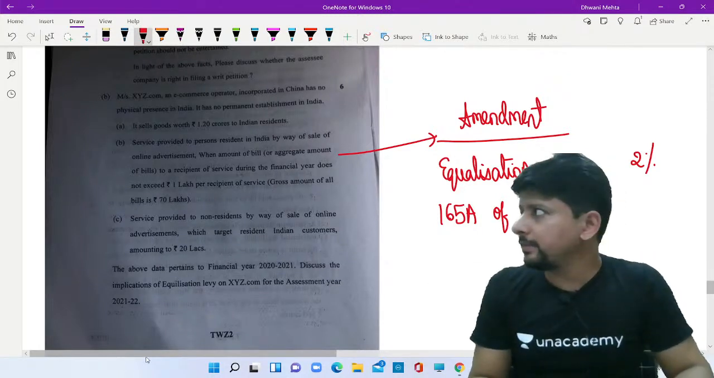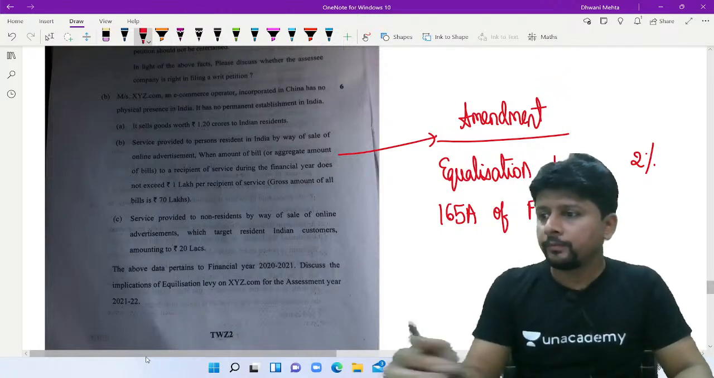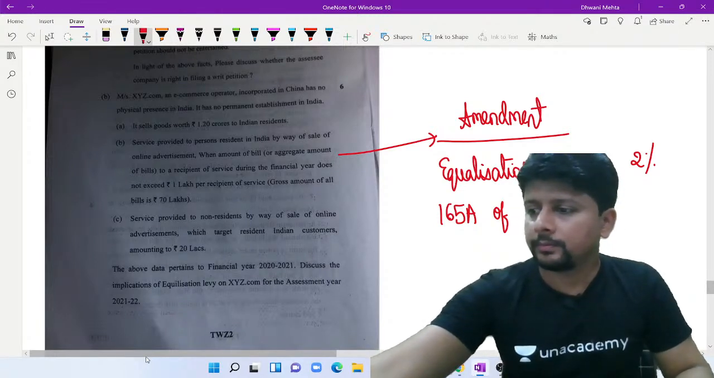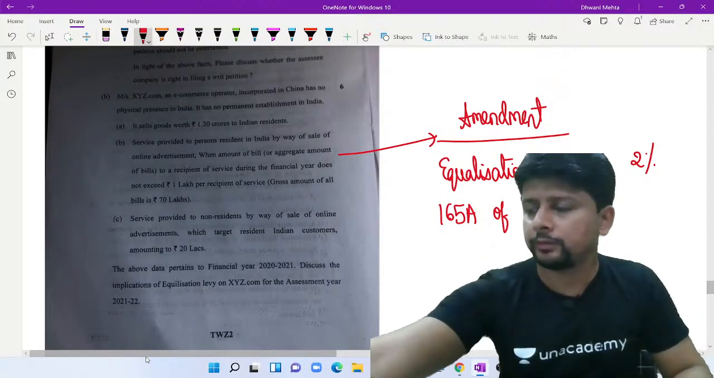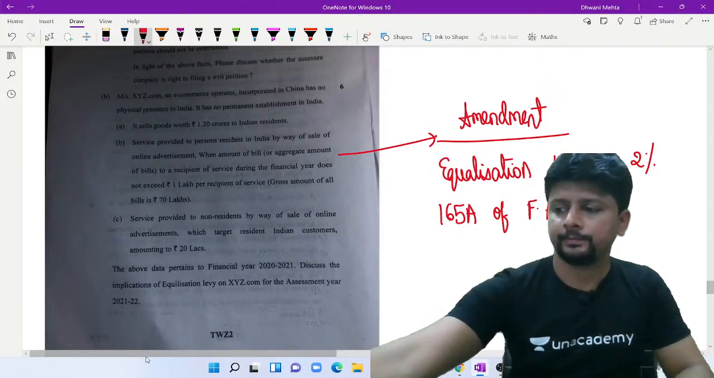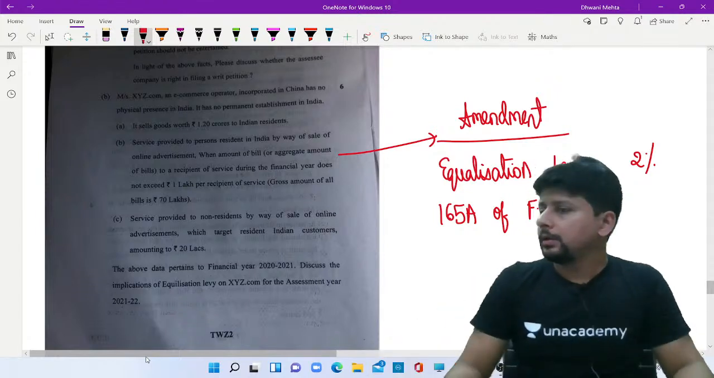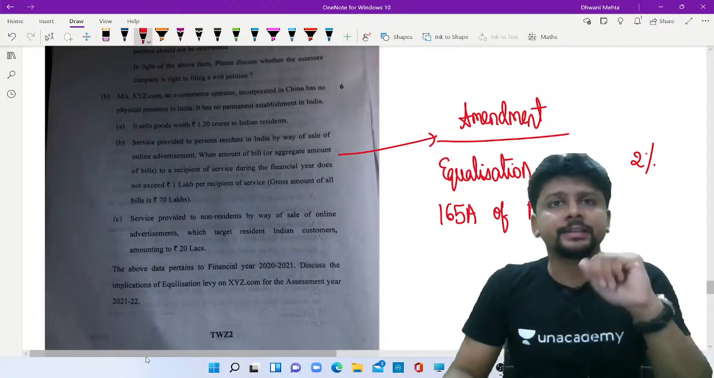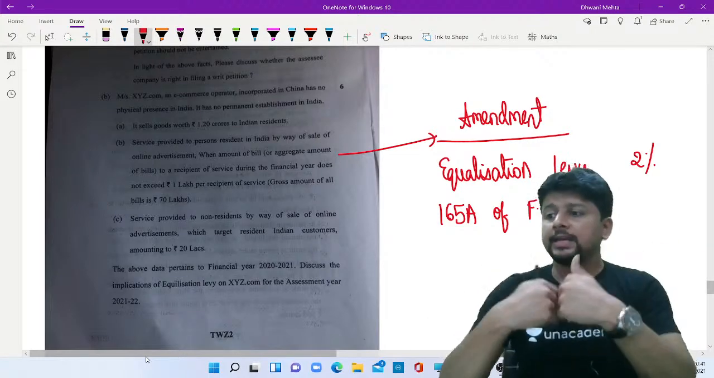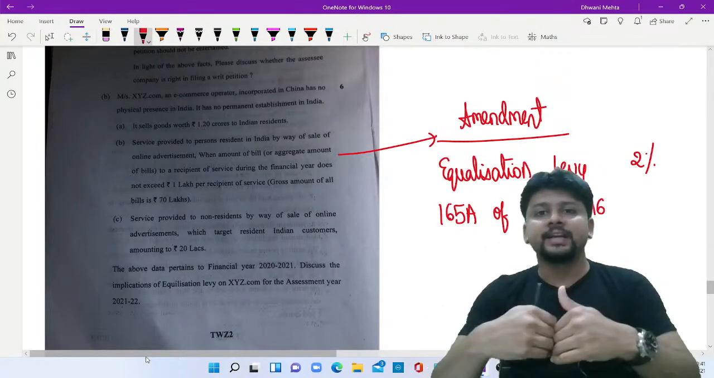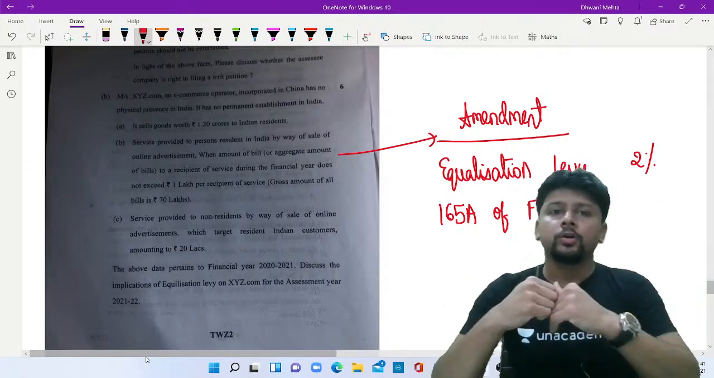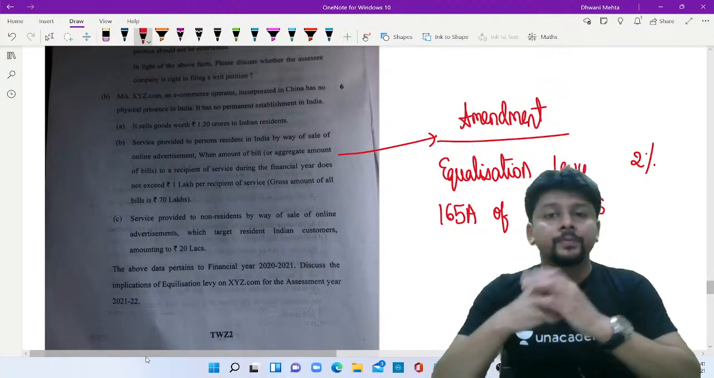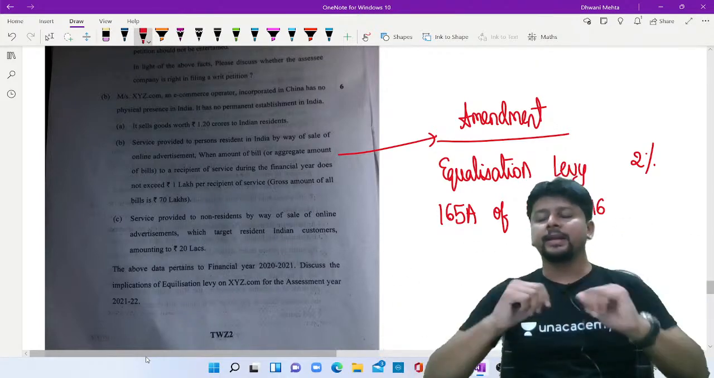Just like there is a TDS amendment of 194O, an e-commerce operator is going to deduct tax when he makes a payment. Here, if an e-commerce operator is a non-resident and is selling goods or providing online advertisement services, then there will be an equalization levy to be collected.